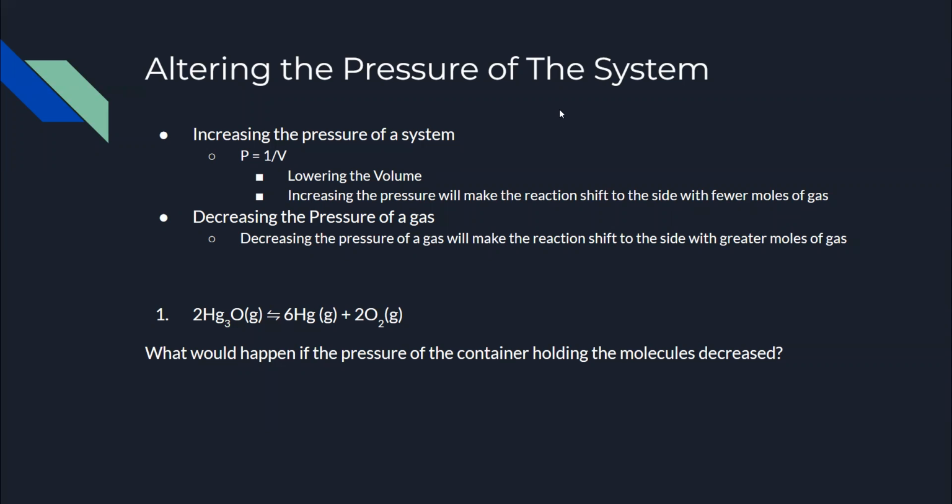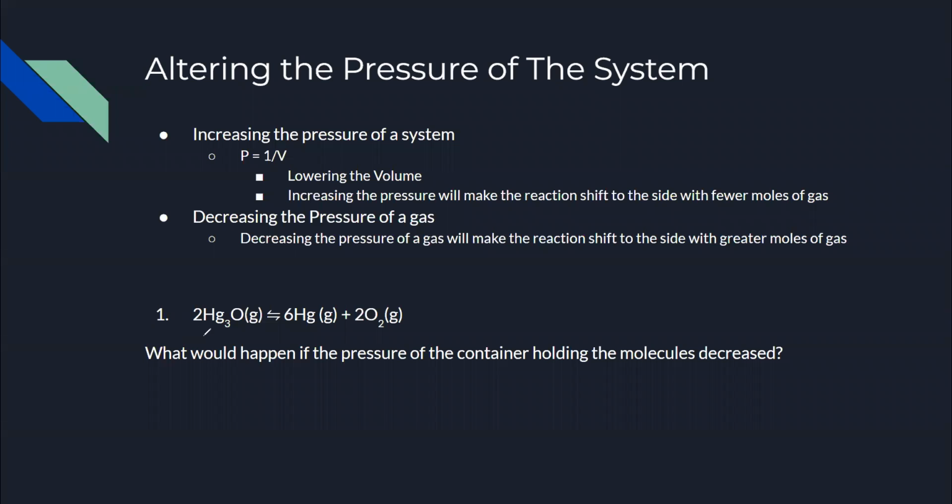So if you're increasing the pressure, you're lowering the volume. One trick to remember is that if you're increasing the pressure, you're lowering the volume, and lowering is fewer moles of gas. So it's inversely proportional. If you're increasing the pressure, fewer; decreasing the pressure, greater. So decreasing the pressure of a gas will make the reaction shift to the side with greater moles of gas. I hope you understand this. It's not that bad as some you get.